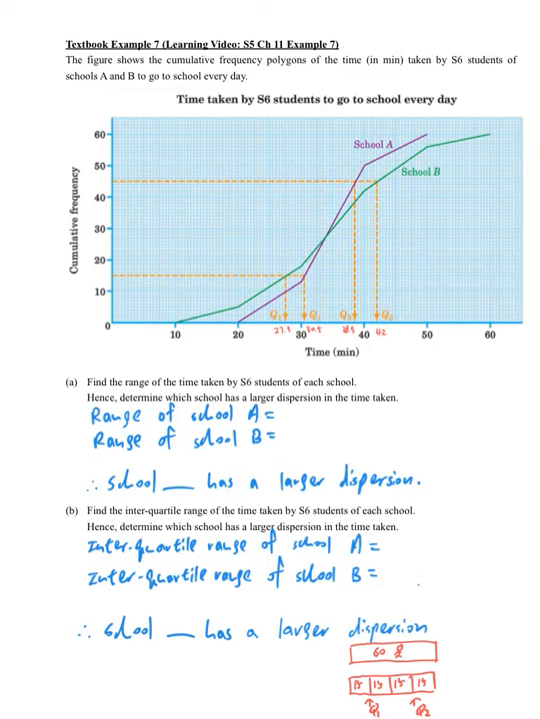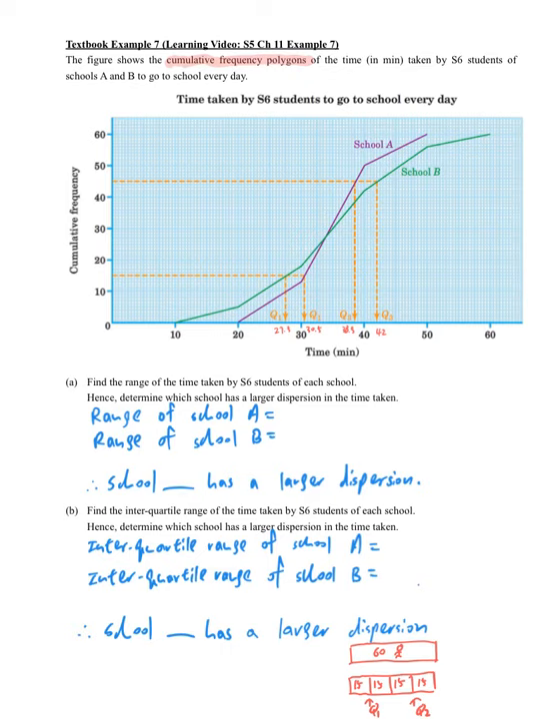Hello, boys and girls. This question is about the time taken by Form 6 students of school A and B going to school every day. I will let you read some of the data from the cumulative frequency polygon here. So let's try to look at part A first. Part A will let you find the range.